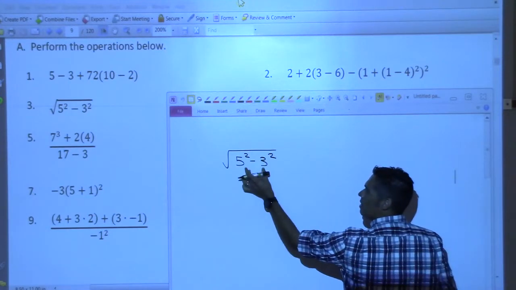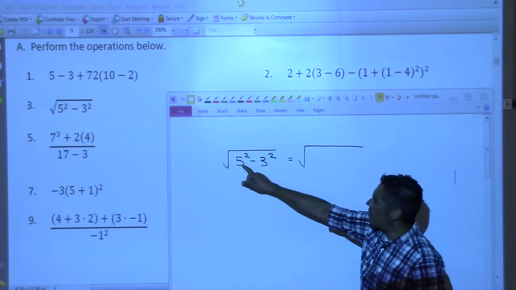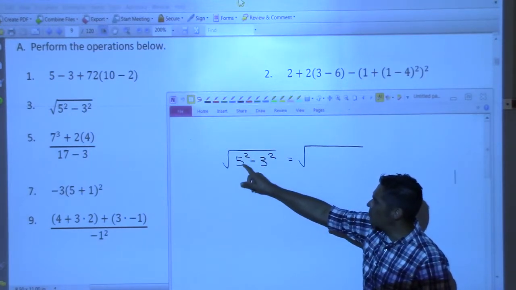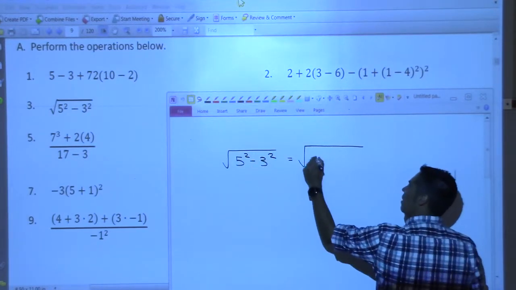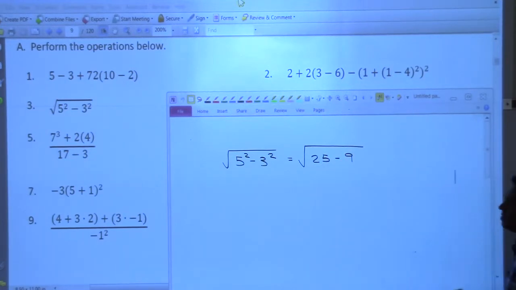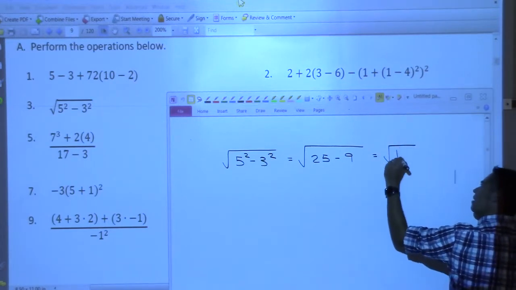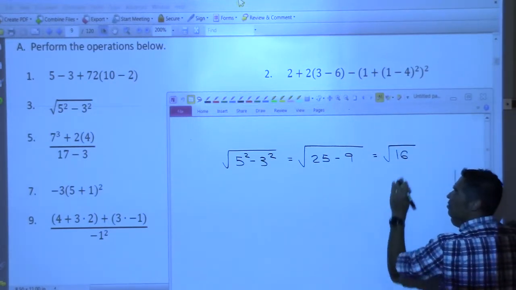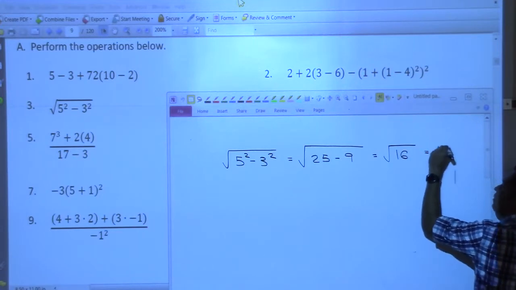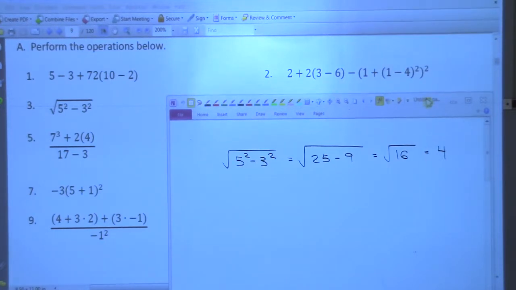So we're going to do what's in here first. That means I'm going to take 5 and square it. What's 5 squared? 25. And what's 3 squared? 9. Now 25 minus 9 is 16. And the square root of 16 is 4. So that would be the correct answer for number 3.